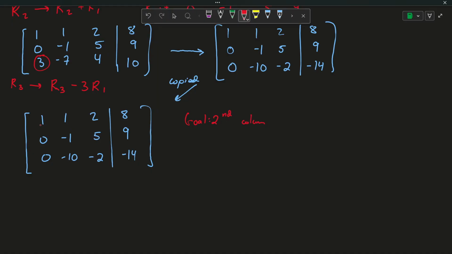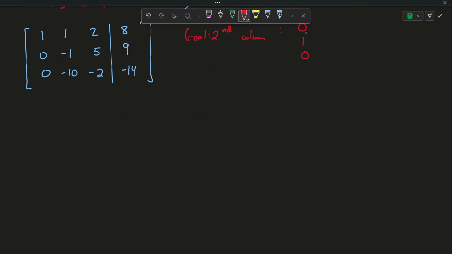But now, in our row-reduced echelon form, remember the idea is we're trying to get these pivots so that they're in this sort of downward staircase motion. So since we got a 1, 0, 0 here, we want to make the second column look like the second column of the identity matrix if possible. So we want to get a 0, 1, 0 here.